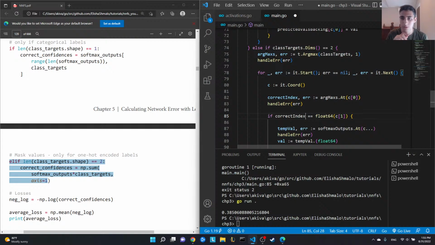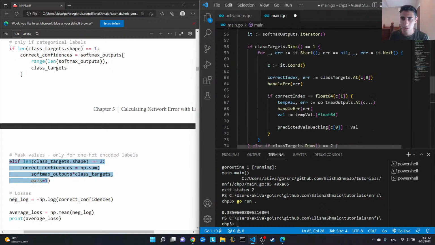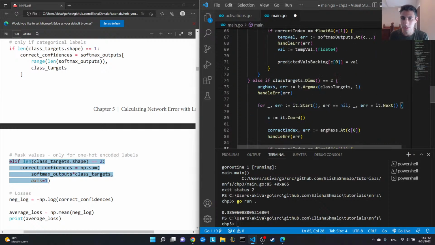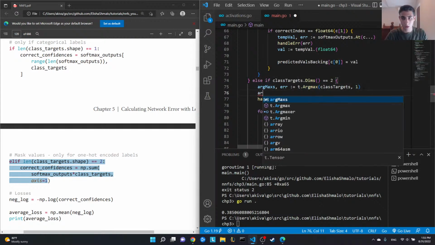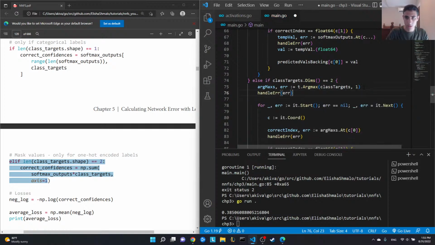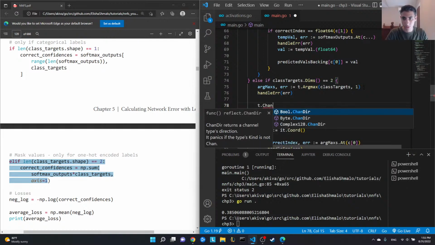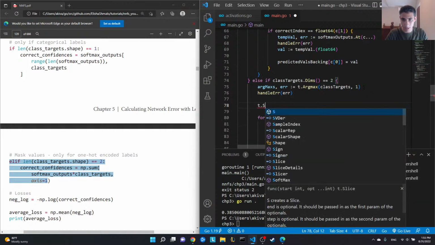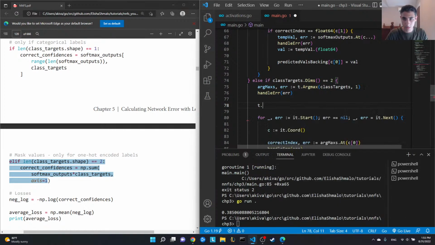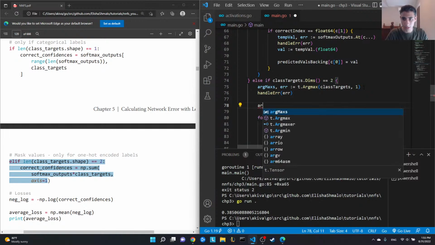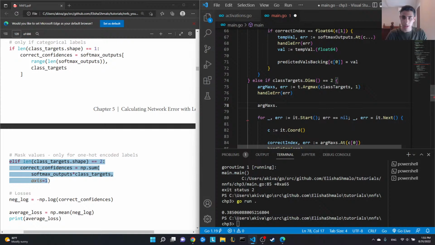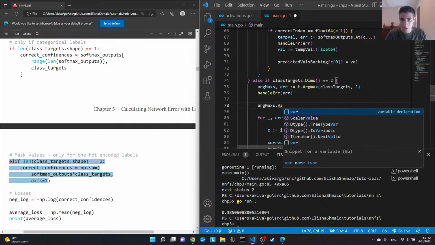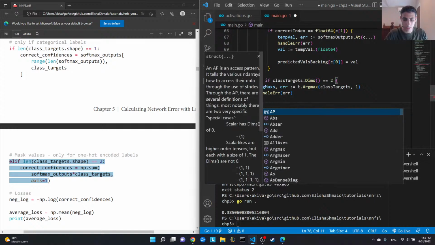If correct index equals float64. I really would like argmax to just be float64 instead of being ints as they are. Argmax, t dot change, no, t dot set type, argmax dot type. I keep on doing that. Argmax dot data type, argmax t dot data.